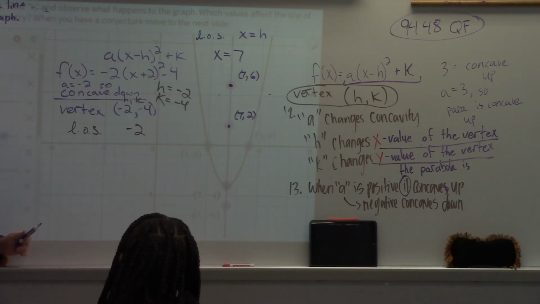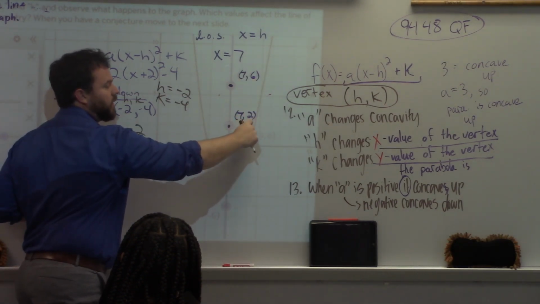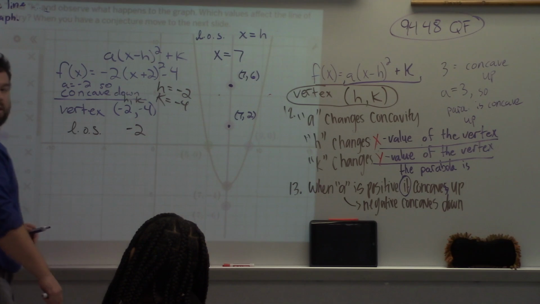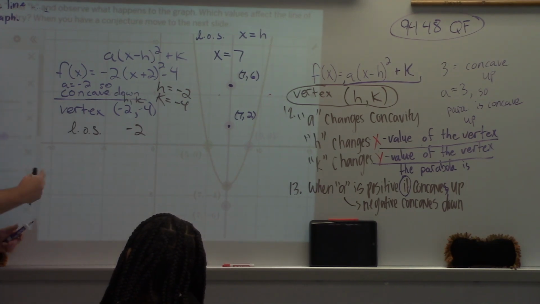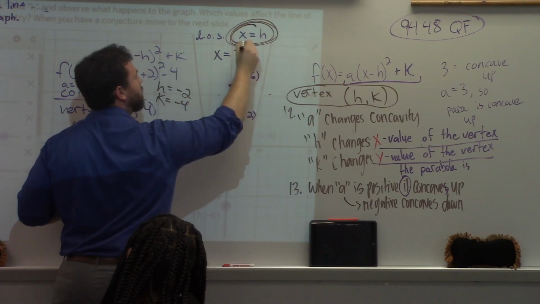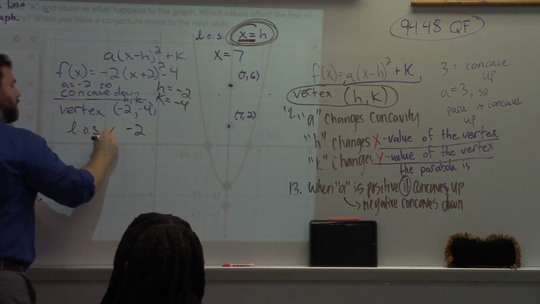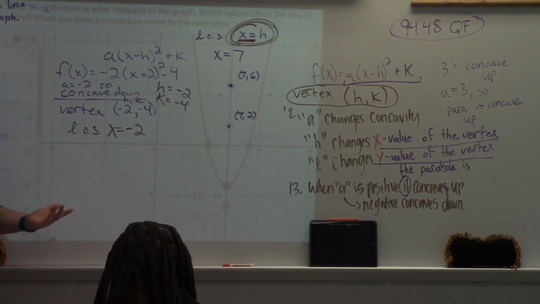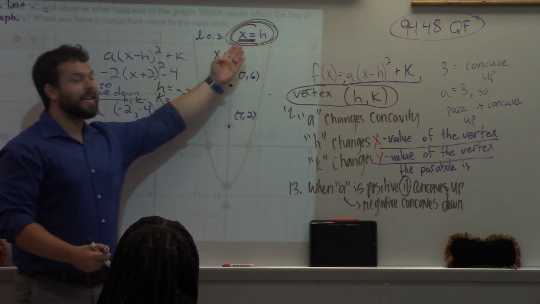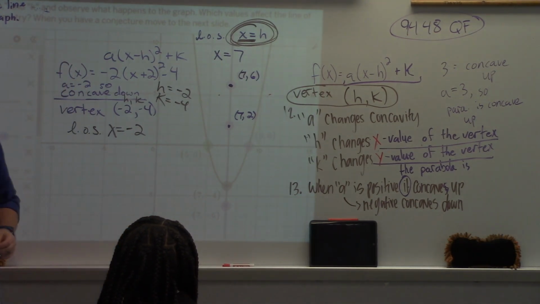What do I need to make it a line? Like a graph. You need your Y, not the x-intercept. Oh, X equals. X equals, yeah. You could have told me that the line of symmetry was x equals h.